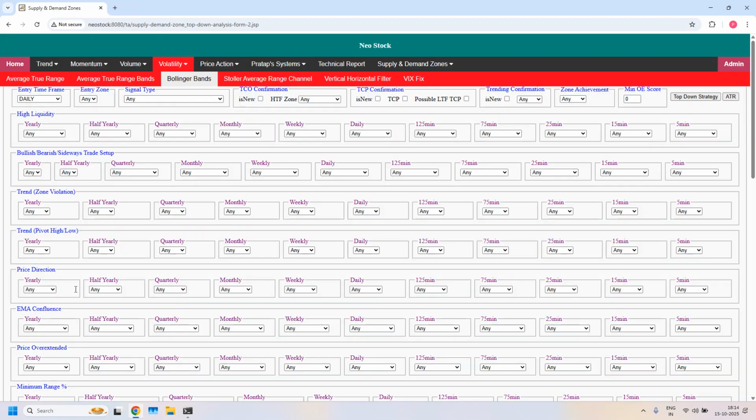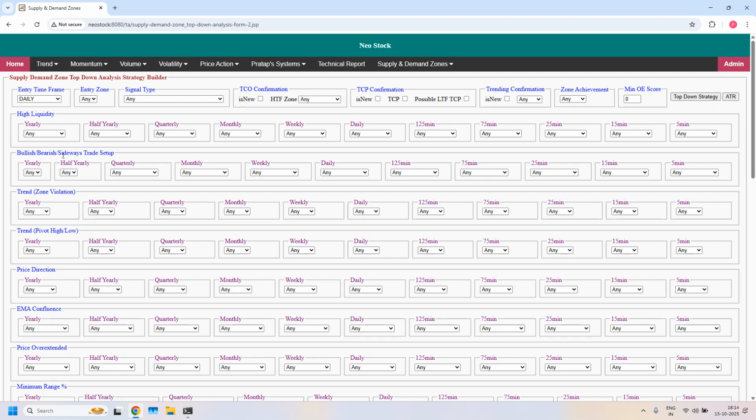Okay, now I am generating different supply demand zone reports. First I will generate finding the stocks near daily and 75 minutes demand and supply zones. From those reports, let us identify high priority, high liquidity demand and supply zones, and we can use those zones for the high liquidity zone strategy that you learned in lesson 21.3 video. That can be useful for intraday traders.